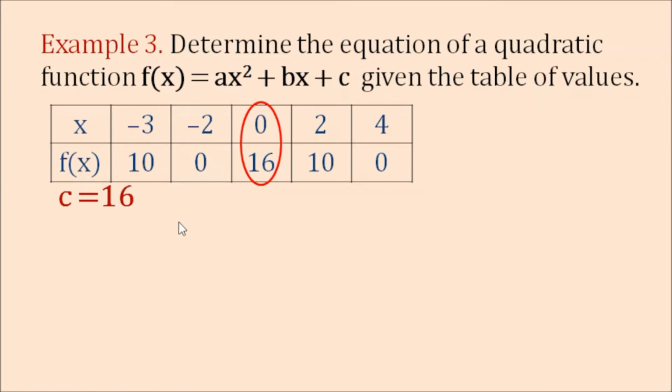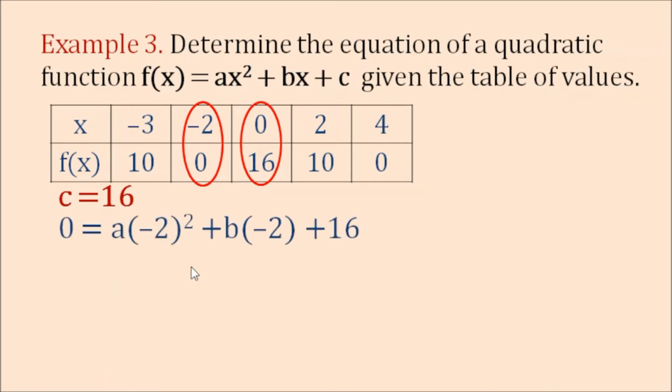Now we need to find a and b. And to find a and b, we need any of the 2 points here. It could be -3 and 10, -2, 0, 2, 10, or 4, 0. For example, we are going to use -2, 0. So this means if we are going to substitute -2 here and also here, f of x equals 0. So we have an equation.